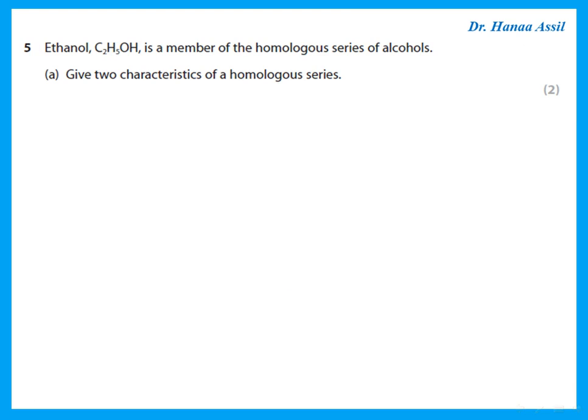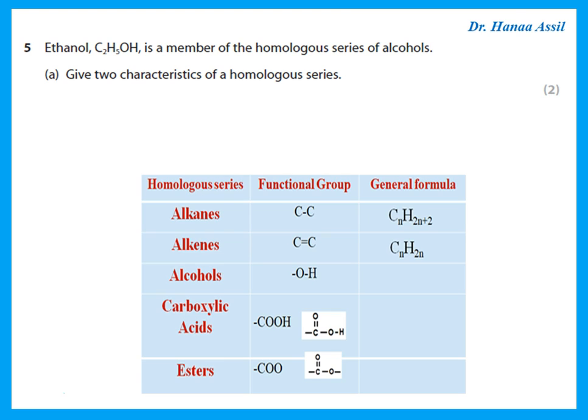Ethanol, C2H5OH, is a member of a homologous series of alcohols. Give two characteristics of a homologous series. Again, I'm going to remind you, what do we mean by homologous series? We said homologous series is a group of organic compounds. So we have a group called alkanes, another one alkene, another one alcohol, and so on. Each of these is called the homologous series.